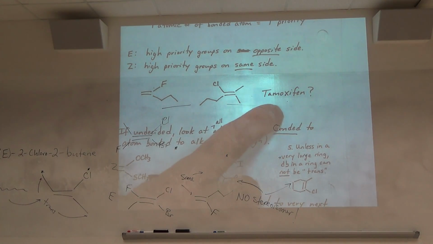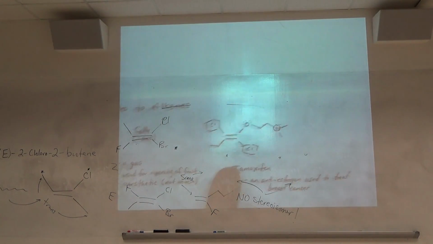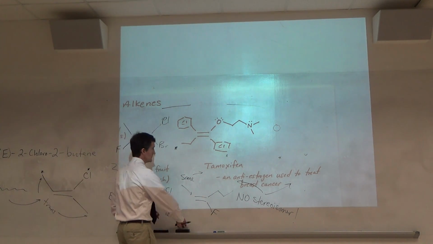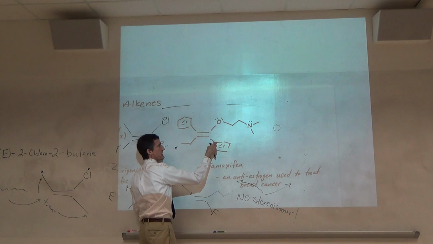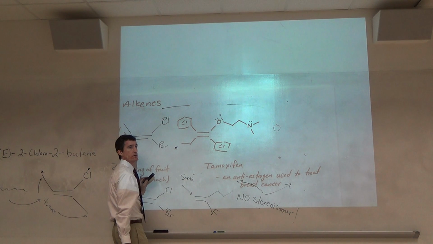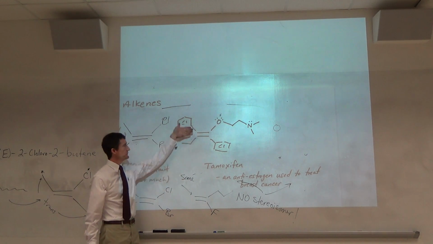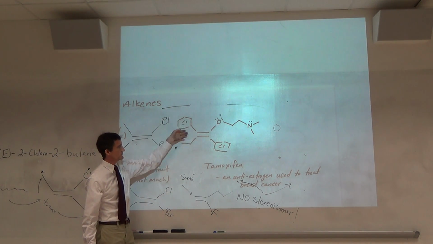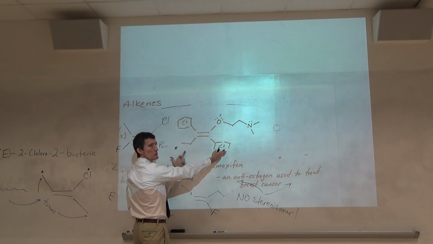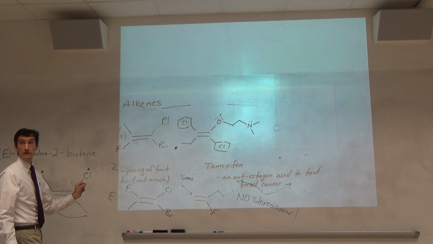Okay, let's look at the next page real quick. Tamoxifen, breast cancer drug. Is it E or Z? High priority group, oxygen or carbon? Oxygen. Carbon or carbon? Does this have a stereoisomer? If I drew the phenyl group down and the ethyl up, switched them, would it be a different compound? Yes, because here the phenyls are trans. I could also show it with the phenyl cis. Okay, so it does have E and Z.